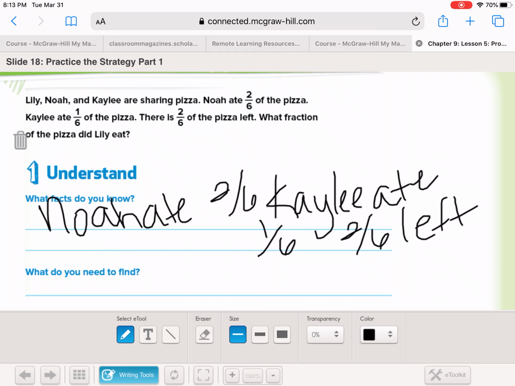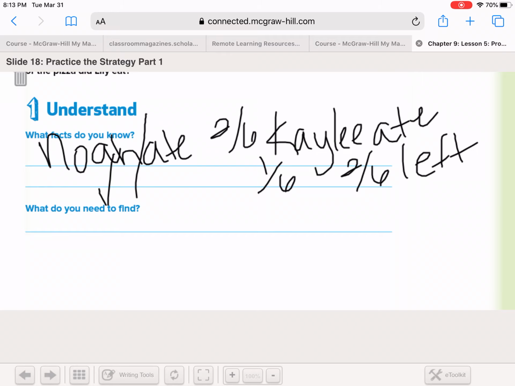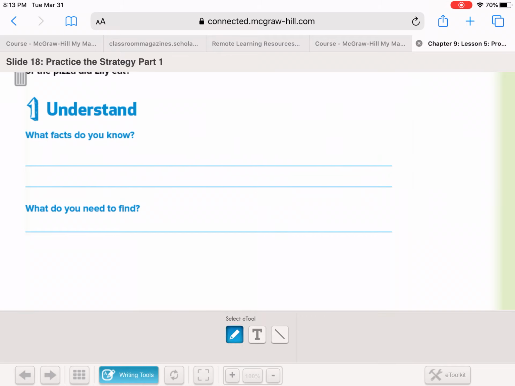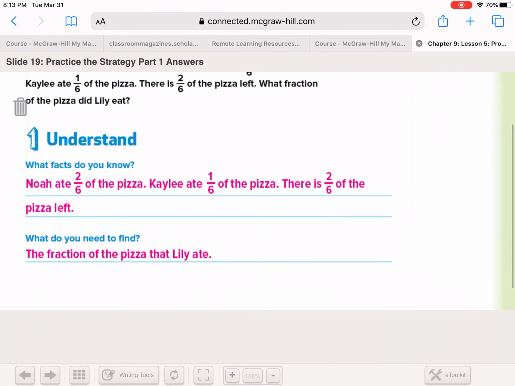What do we need to find? We want to know how much. Oops. Oh, I hate when it does that. Hold on. We want to find, sorry, I'm just going to make it easy on myself. Here you go. How much Lily ate. Okay, that's what we're looking for.